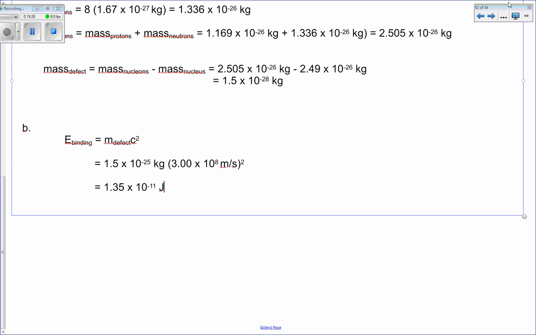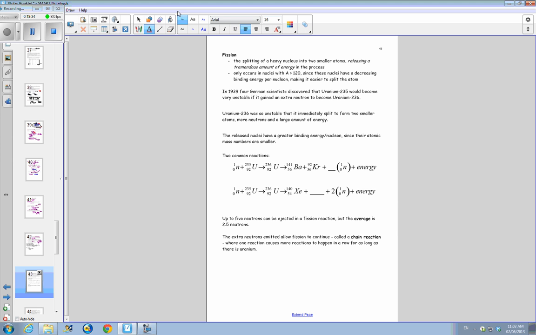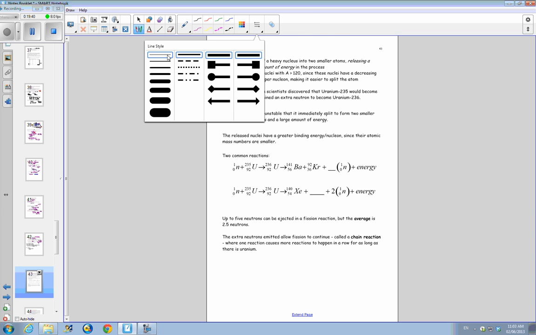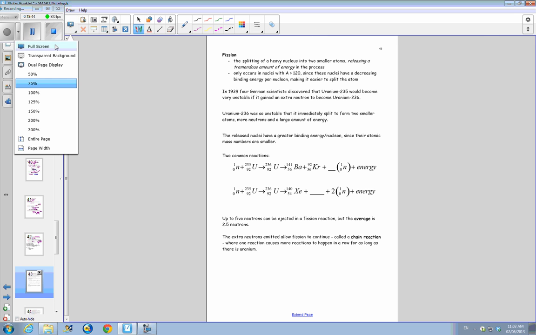Okay, so next page. Talking about fission, I'm just going to scoot back a page here so I can go back to my pen, and I want to make sure that I have a thin line again. So that's going to be there. Okay, and it's going to go back to full screen.